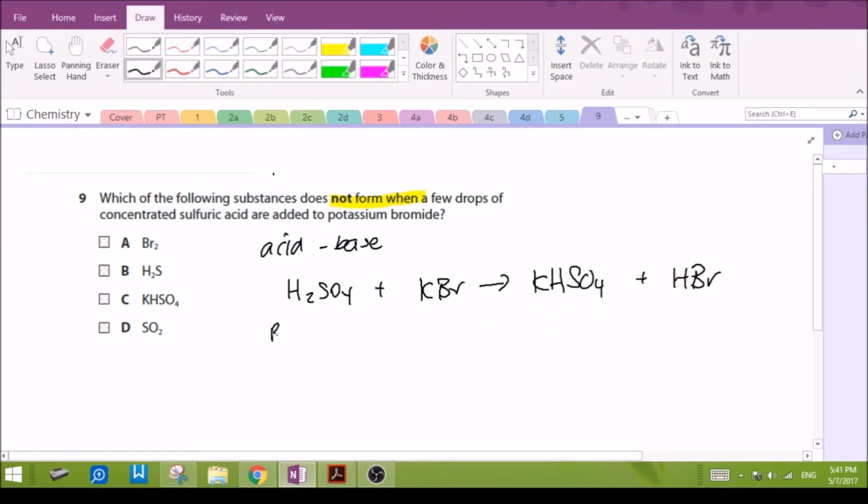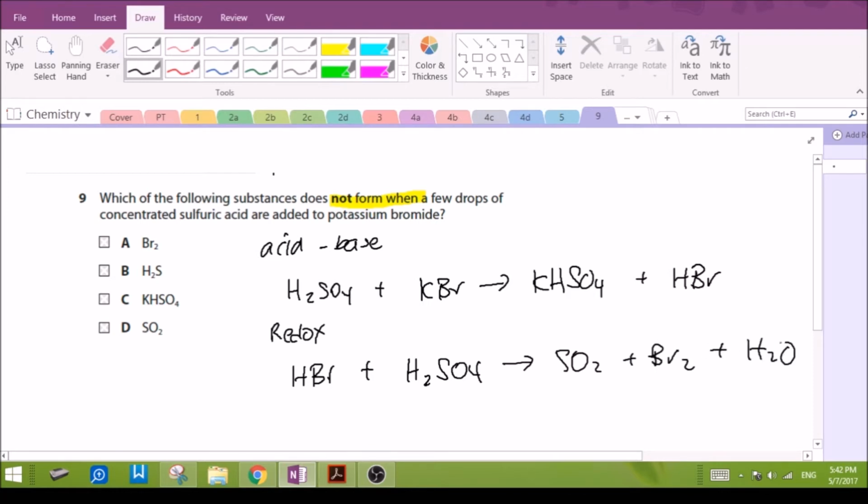The second reaction is a redox reaction, where the HBr can further react and we will get these products. Right. This is the redox reaction. Your sulfur has gone from +6 reduced to +4, and your bromide was oxidized to bromine.